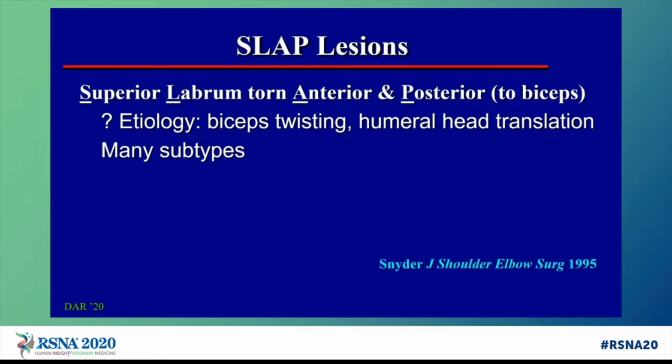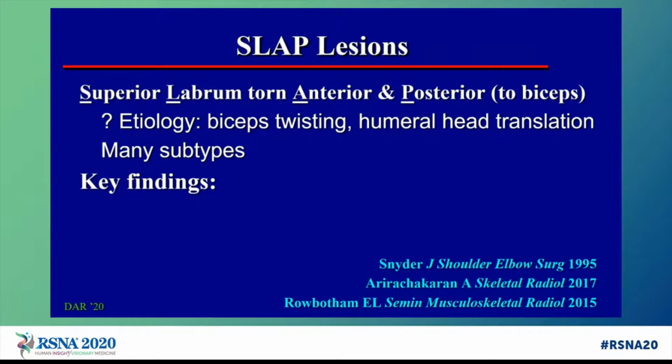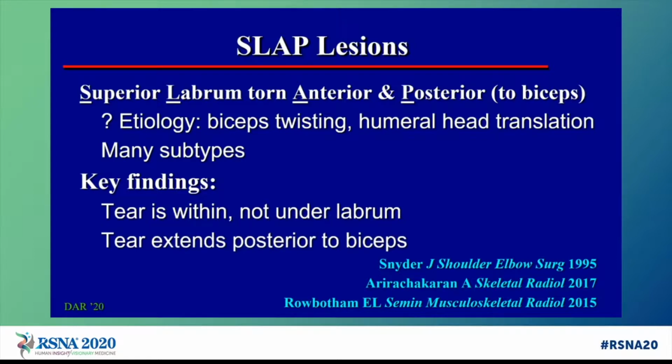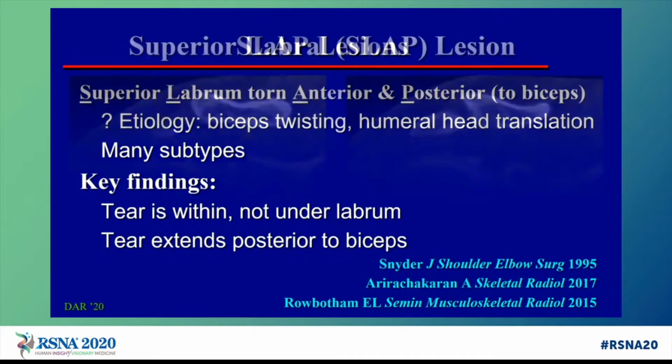In the radiologic and orthopedic literature, there are many subtypes that have been described, but what's most important when you make this diagnosis is, number one, the tear is within, not under the labrum, and number two, the tear extends posterior to the biceps. Recall that all those normal variants are located either at or anterior to the biceps, never posterior.